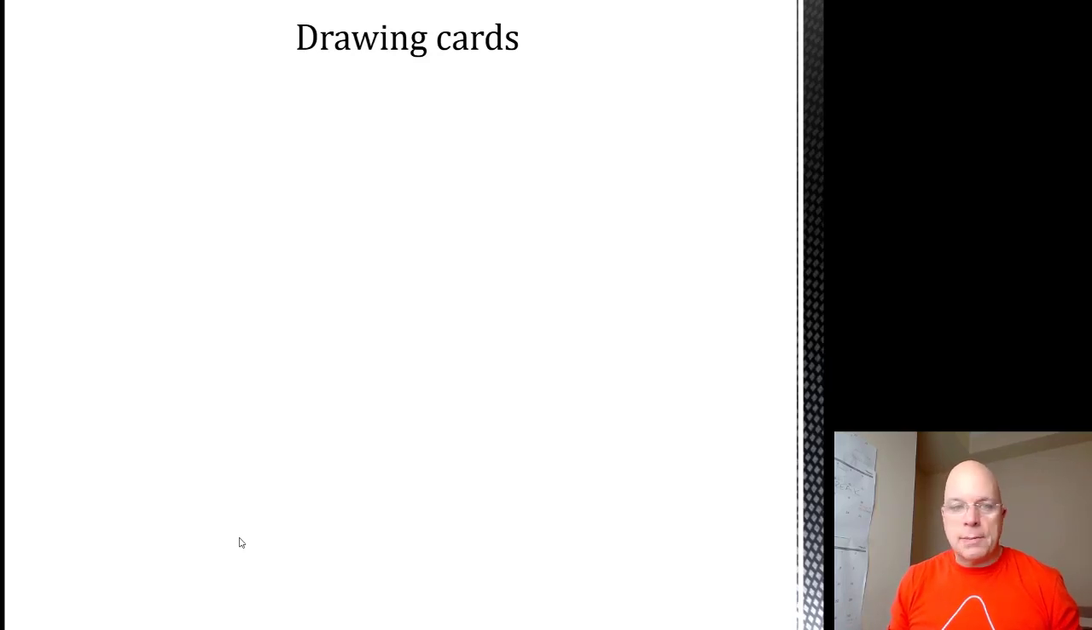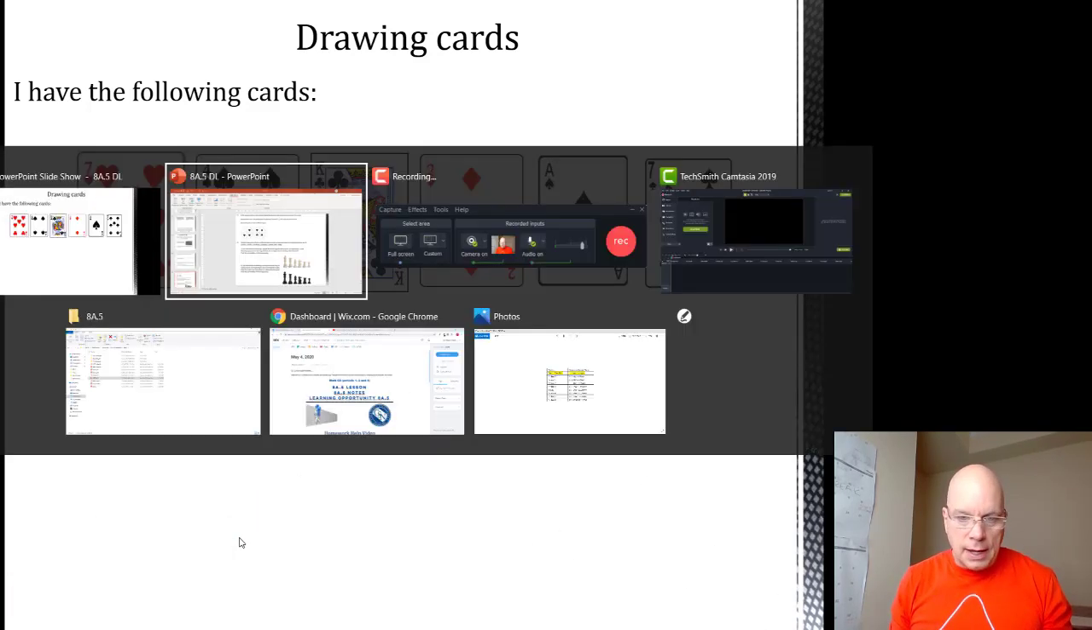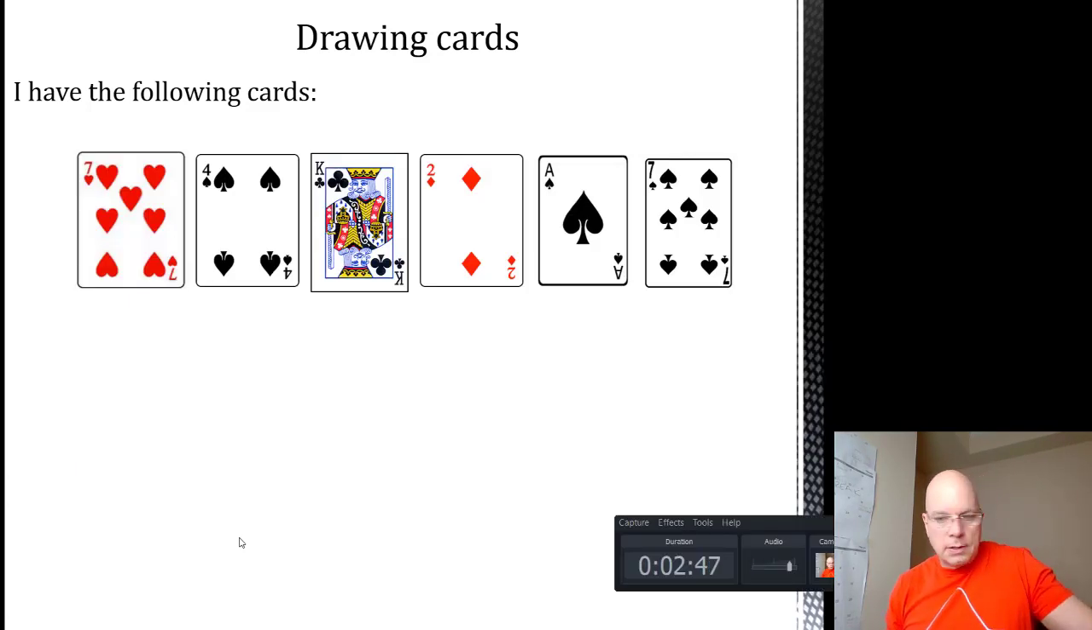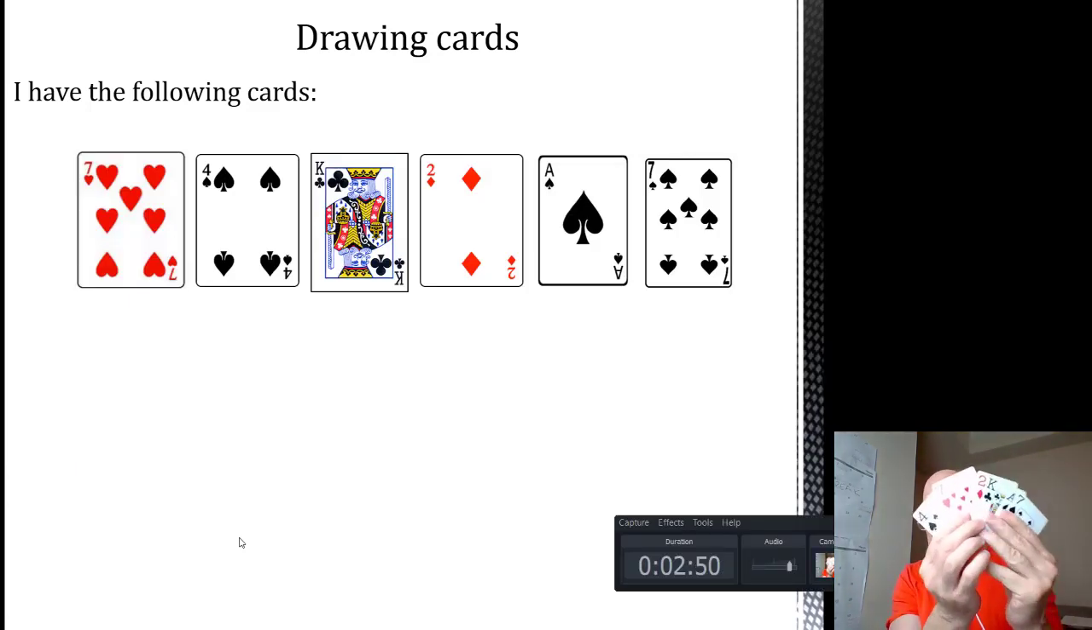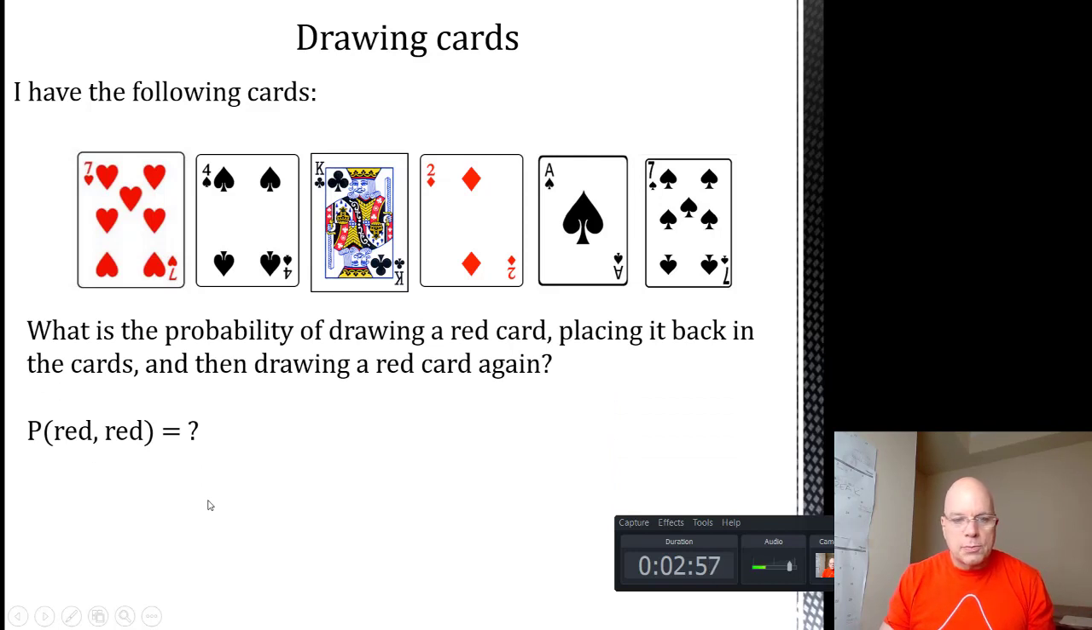Okay, we used this example probably in the Zoom, but you never quite know with a 30-minute Zoom lesson and other things to talk about what you'll get to, so I'm just going to cover this right here. If I have the following cards, and I actually do have the following cards, they're right here. The question is, what is the probability of drawing a red card, placing it back in the cards, shuffling them up, and then drawing a red card again?